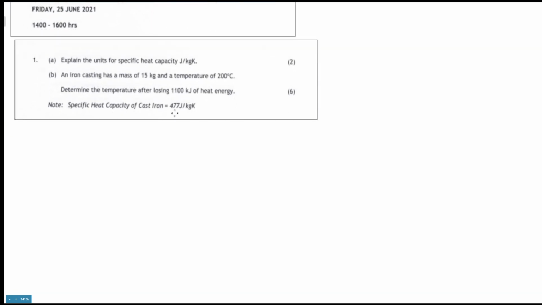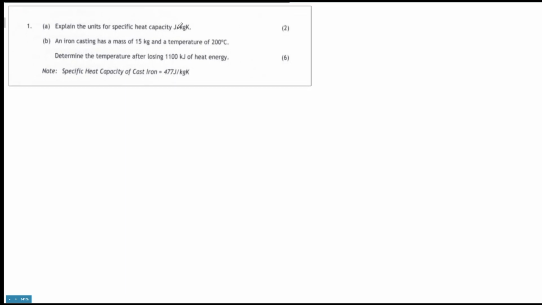Question number 1, explain the units for specific heat capacity. It says explain the units. I mean, actually explain what they mean. So it already gives me the units. They're in joules per kilogram Kelvin. But we should explain what that means a little bit.